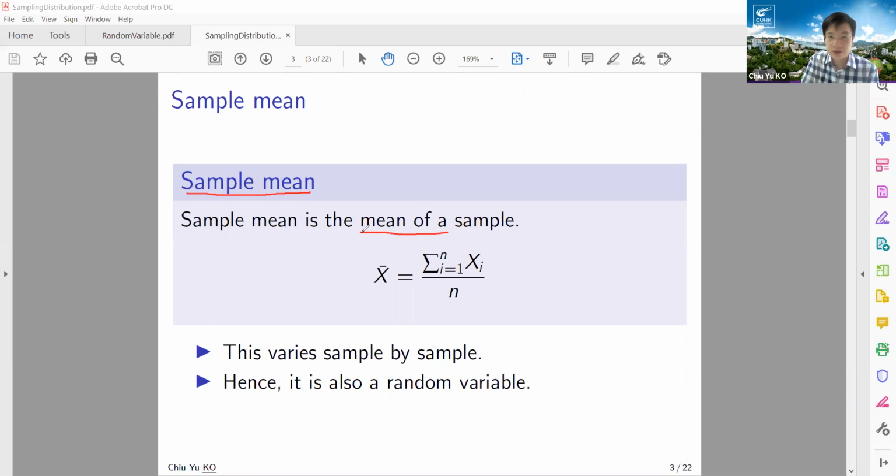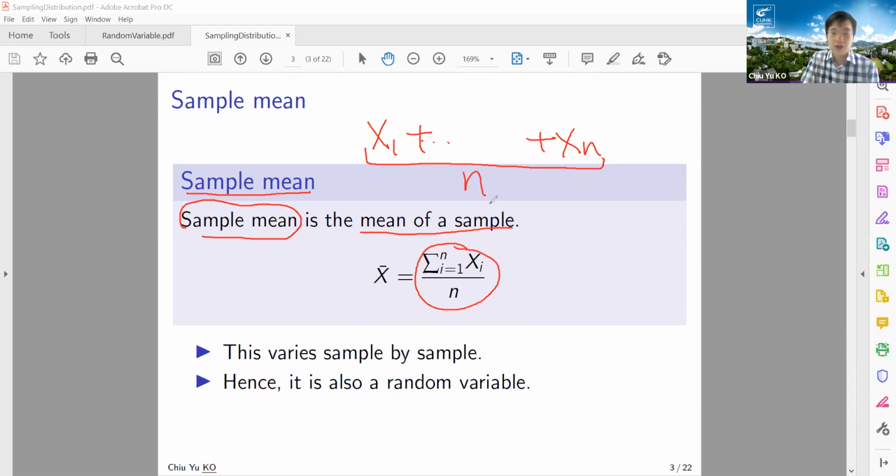The sample mean is the mean of a sample. What it means is you take X1 up to Xn, the sample numbers, add them up, and divide by n. You draw the random sample, just like you roll a die and get numbers, and the mean of them is called the sample mean. That is exactly what it means.